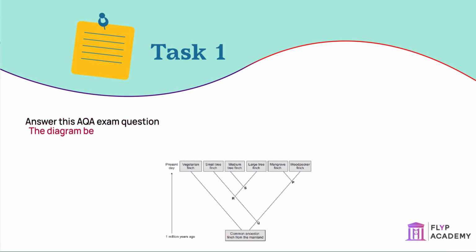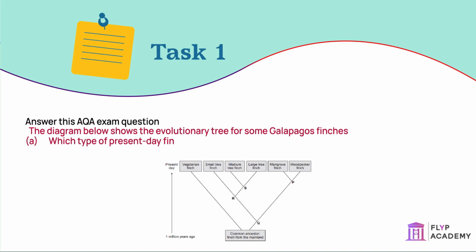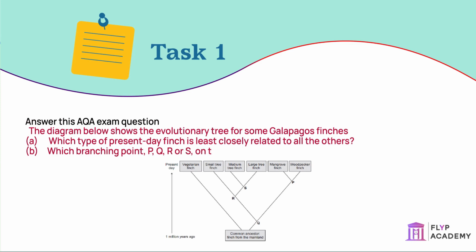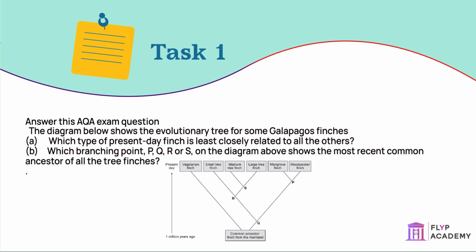The diagram below shows the evolutionary tree for some Galapagos finches. A. Which type of present-day finch is least closely related to all the others? B. Which branching point, P, Q, R or S on the diagram above, shows the most recent common ancestor of all the tree finches? Answer: A. The vegetarian finch is the least closely related, as the common ancestor is much further back in time. B. R is the common ancestor of all of the tree finches.